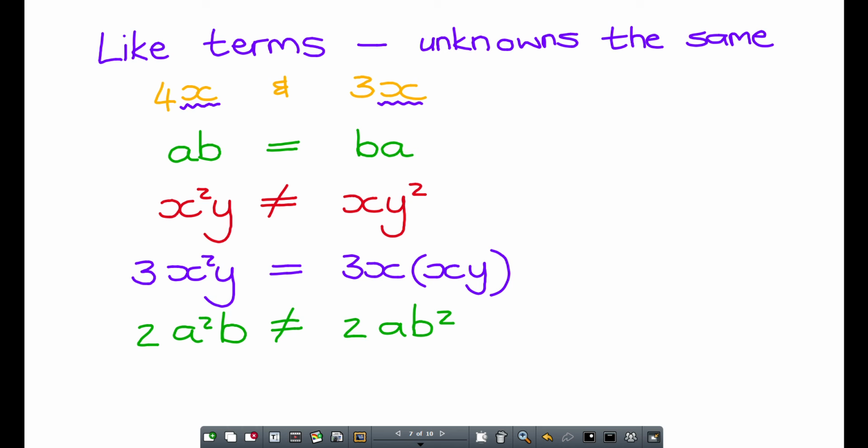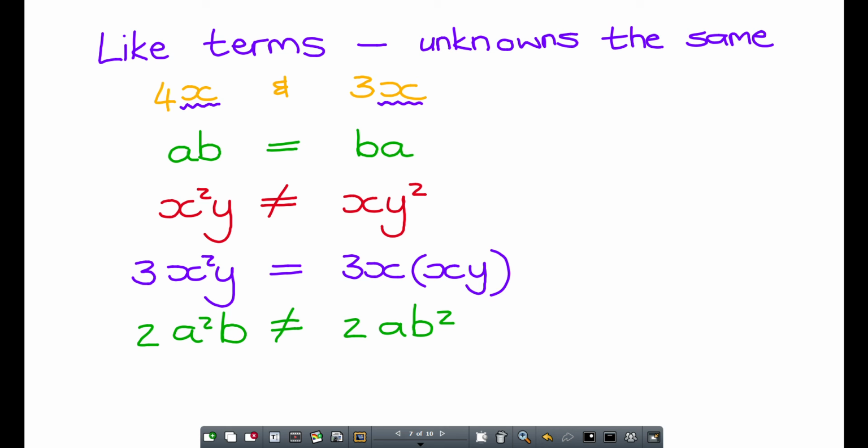Now, why do I go through all these like terms? Because when we simplify, only those that are like terms, I can go and add and subtract. Multiplication doesn't matter. You can multiply any term with any one. But when it comes to plus or minus, you can only add or subtract those that are the same, meaning those that are like terms.